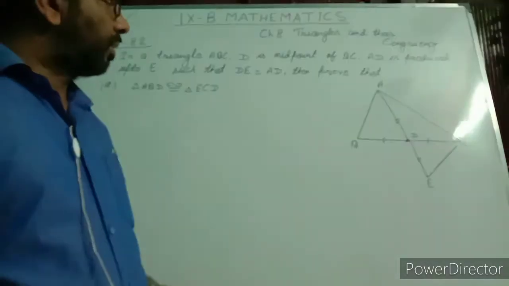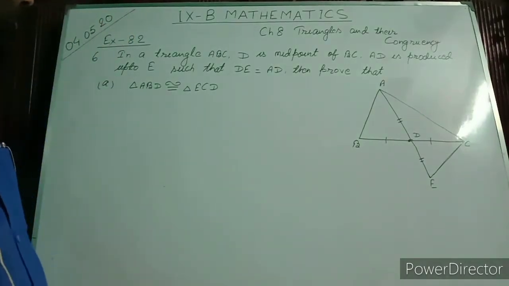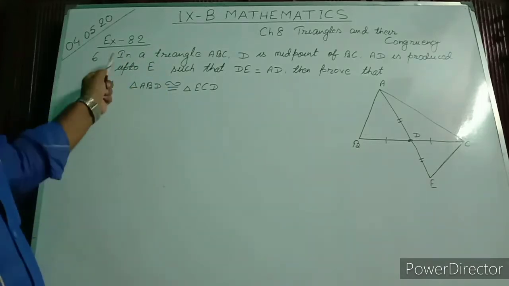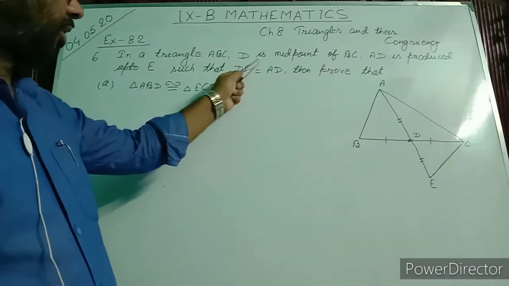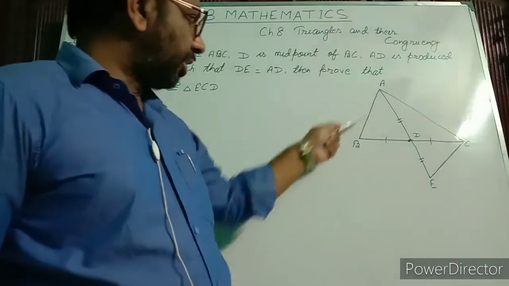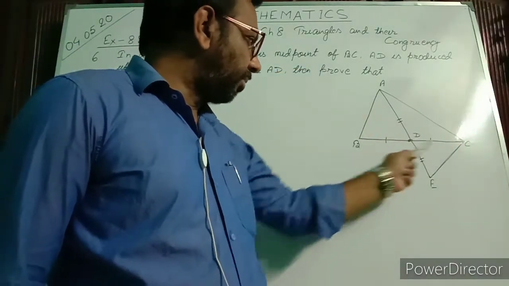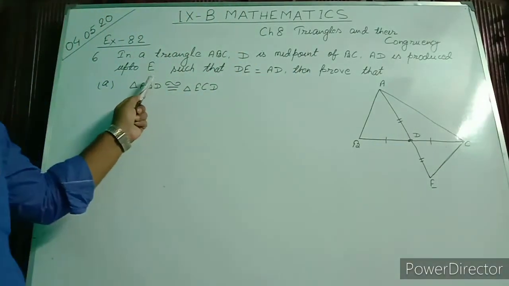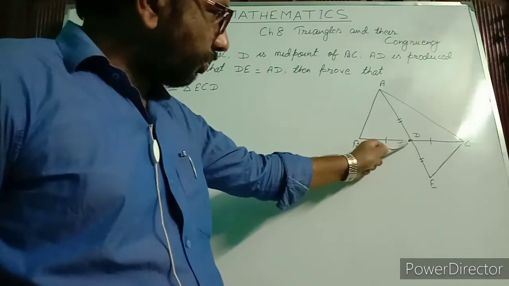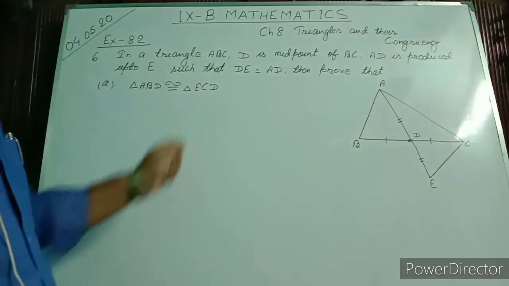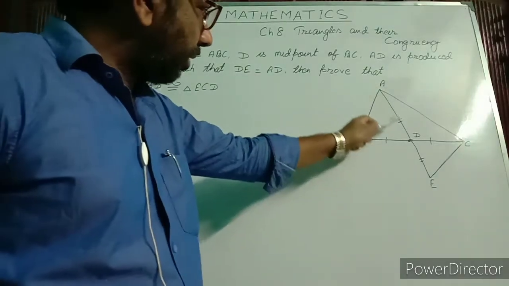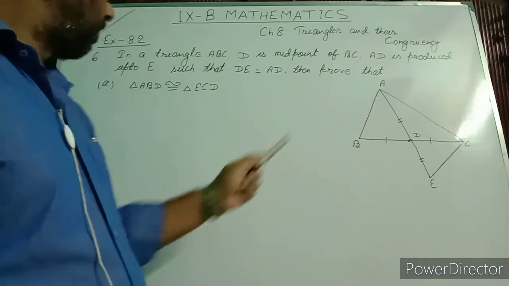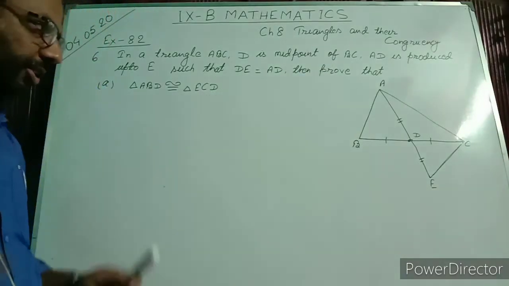Today, in this class of mathematics, we will solve question number 6a of exercise 8.2. The question is, in a triangle ABC, D is the midpoint of BC. This is triangle ABC and D is the midpoint of BC. AD is produced to E such that DE equals AD. Then we are asked to prove triangle ABD is congruent to triangle ACD.